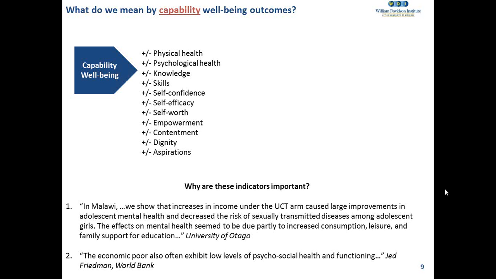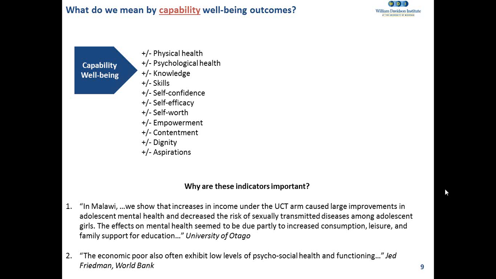Using this example, if the study had stopped at measuring changes in economic well-being, such as income, they would have lost the story of other important changes resulting from the increased income, which in this case were changes in two types of capability well-being: psychological health, meaning improvements in adolescent mental health, and physical health, meaning decreased risk of sexually transmitted diseases. Additionally, if the study had only measured changes in economic well-being, they wouldn't have a clear understanding of how these impacts occur, which would limit their ability to further enhance such outcomes.